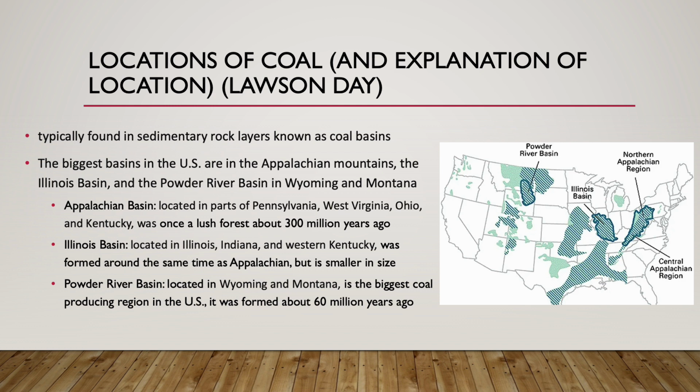The Illinois Basin, located in Illinois, Indiana, and western Kentucky, was formed around the same time as the Appalachian Basin, but it is a lot smaller in size due to there being a smaller forest there in the past. The Powder River Basin is located in Wyoming and Montana, and is actually the biggest coal-producing region in the U.S., and this was formed about 60 million years ago, when there was a river there with a lot of sediment in it, and the sediment got deposited and pressed down over time, producing coal.